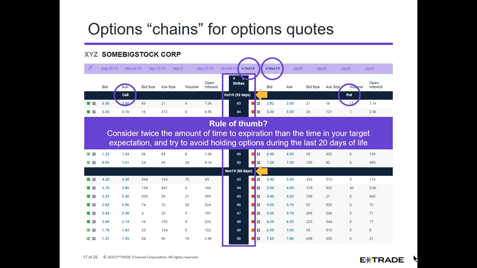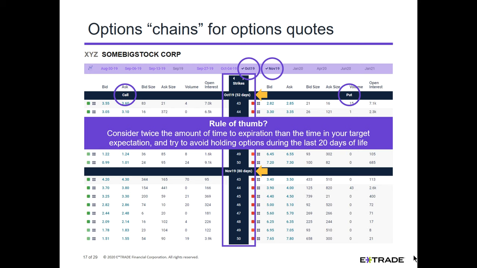So when it comes to time, a rule of thumb, and it's sort of a pair of rules of thumb, are first start by doubling the amount of time that you think the trade needs. So look at your target price, use your chart work. If you think the trade needs 30 days, you should right away think about having 60 days of life in your option. And then finally, also, we want to try to avoid holding our options all the way into the last 20 days of life. And I'll show you the reason for that.